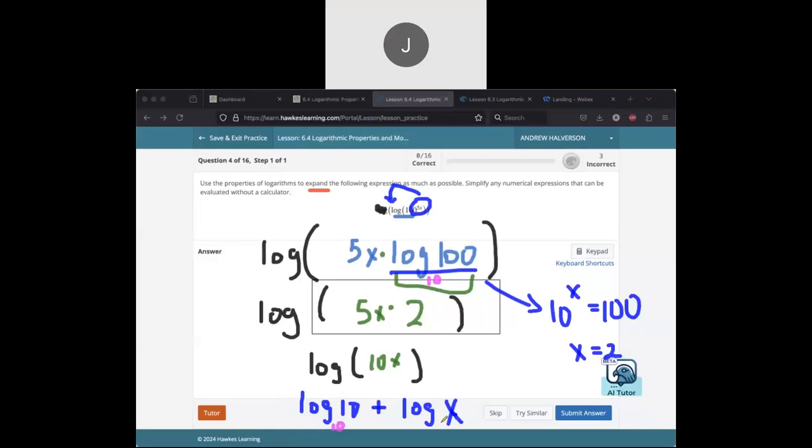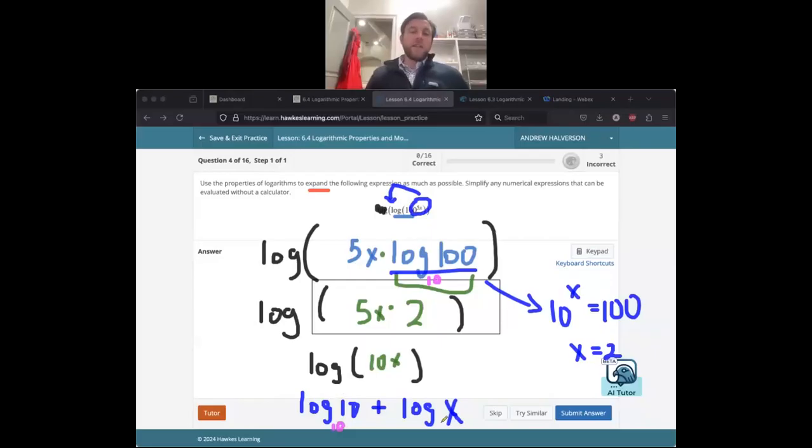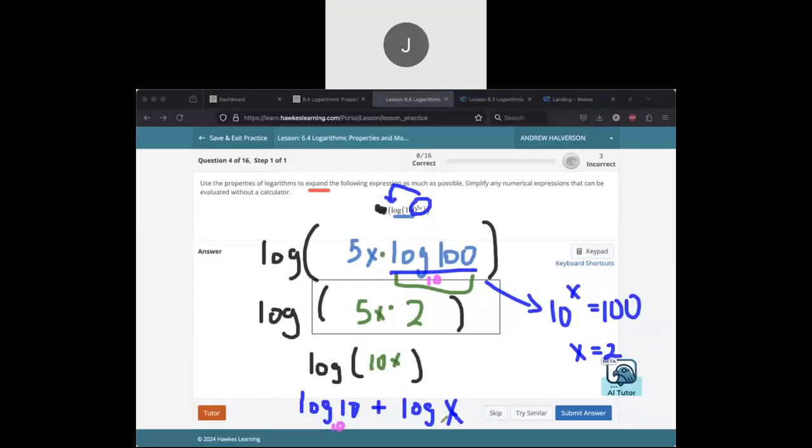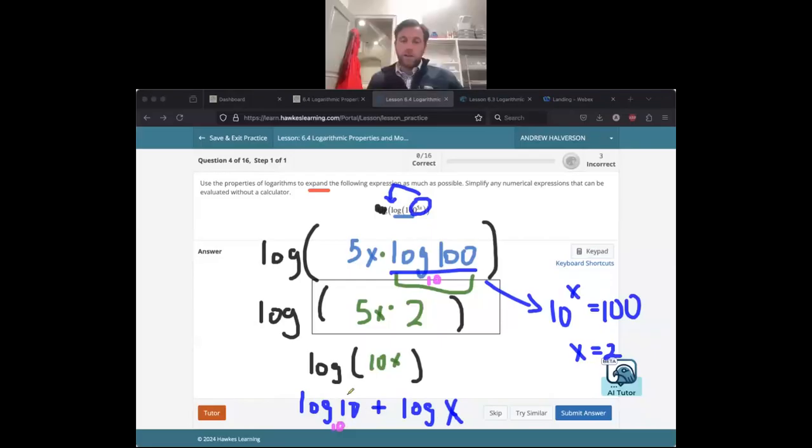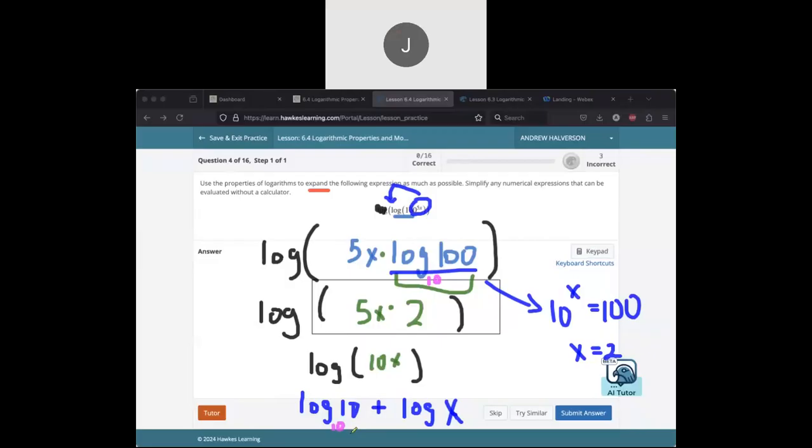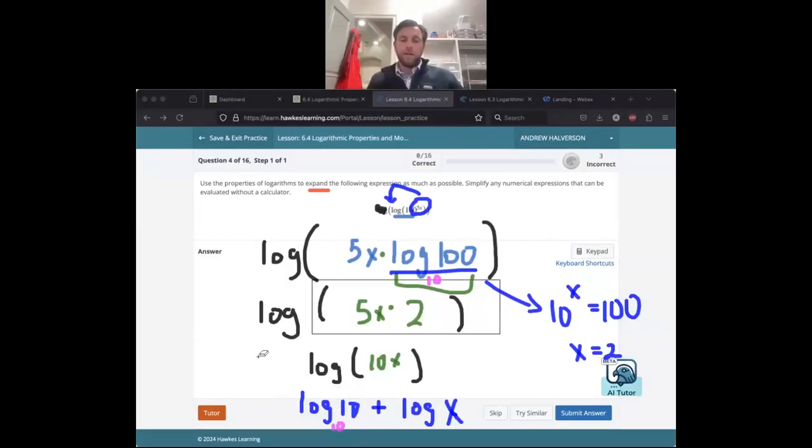It would be log base 10. When the base is 10, you don't have to write the base. It's just plain log. Right, but I'm saying the one that we're adding to it, log of x. Where did that 10 go up at the top in the parentheses? Right here. We broke it up. Oh, okay, I got it now. I see what's going on.